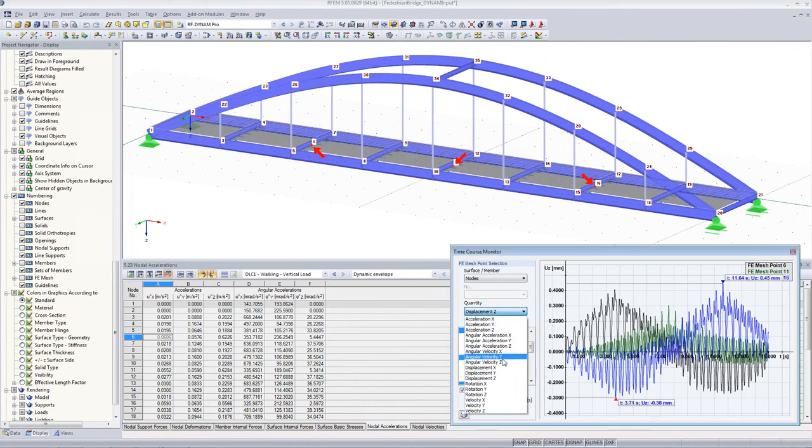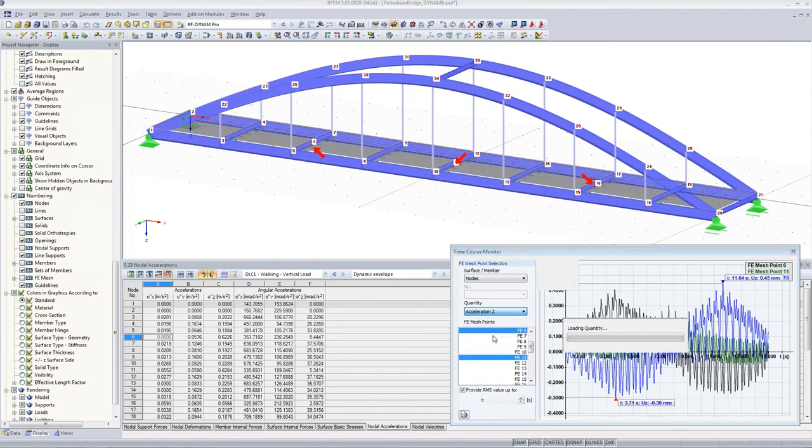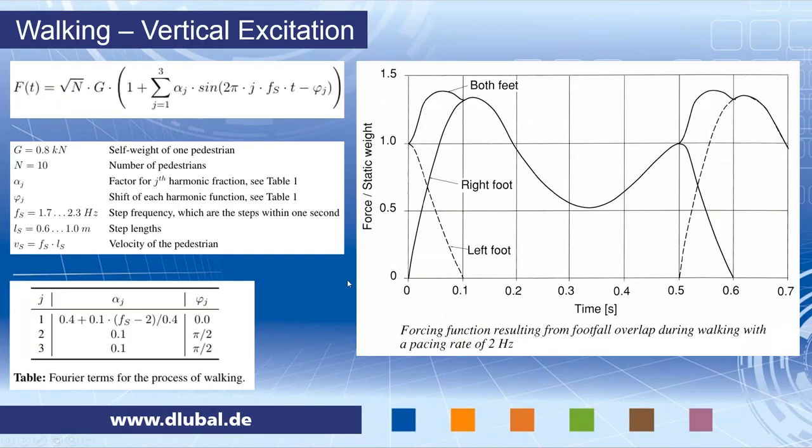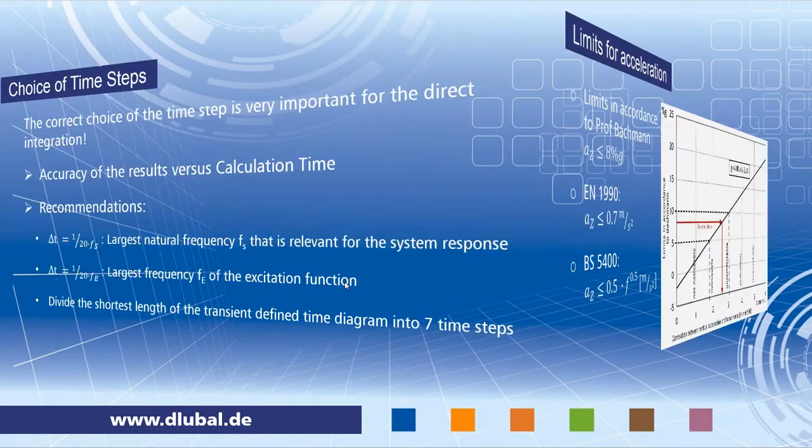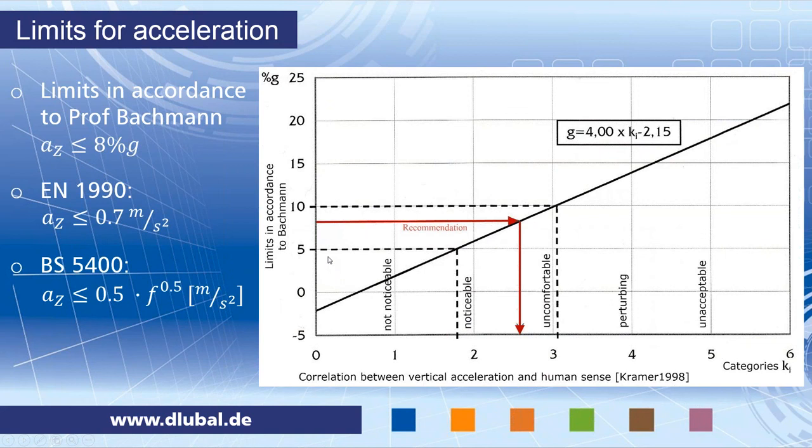The accelerations, I want to discuss quickly the limits of accelerations with you. So I go back to the PowerPoint slide, and that's what we have seen already. So, limits of accelerations. You find different suggestions in different literature. You have the Eurocode, which gives us a limit of 0.7 meter per square second, which is roughly the 8% of g, which Professor Bachmann provides. Or you have the British standard, which gives this formula.